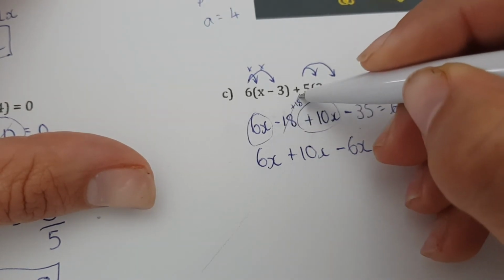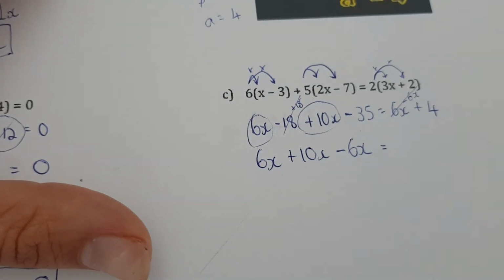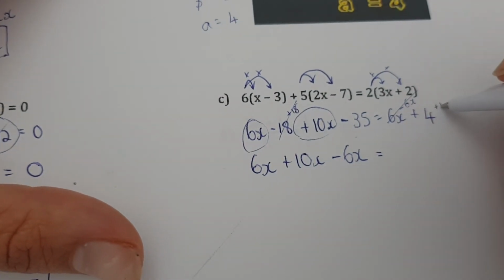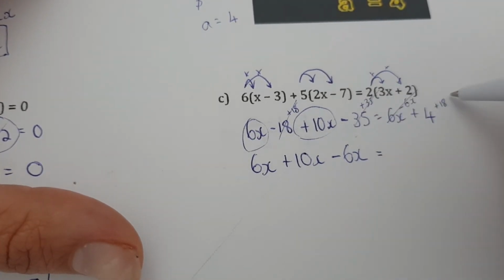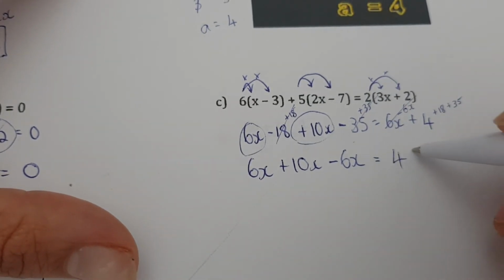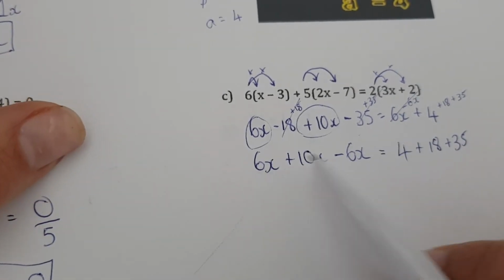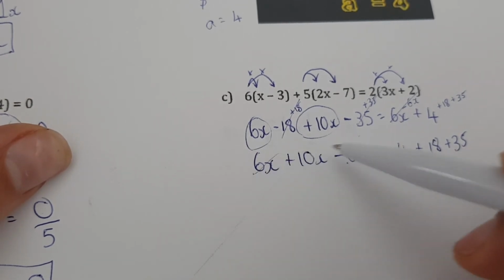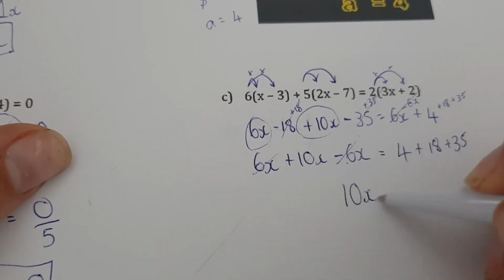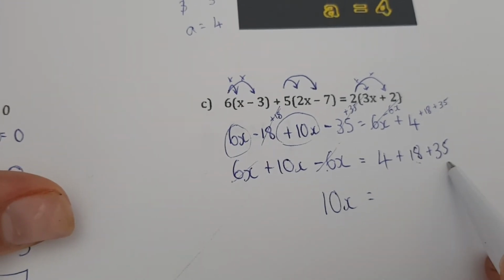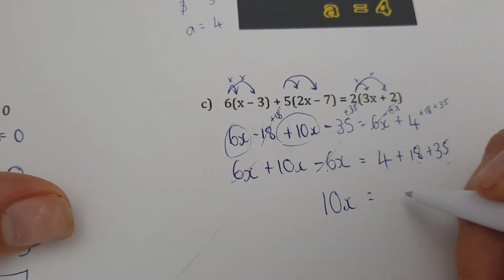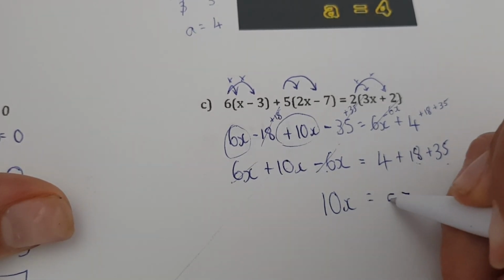So it is eliminated from here to just 0, minus 18 plus 18. And I'll get a plus 18 here. The negative 35 should be added to 35, and the same here. Okay, so I have 4 plus 18 plus 35. So 6x minus 6x, that's a 0, and 10x. Now 4 plus 18, which is 22, 22 plus 35, and that is 57.